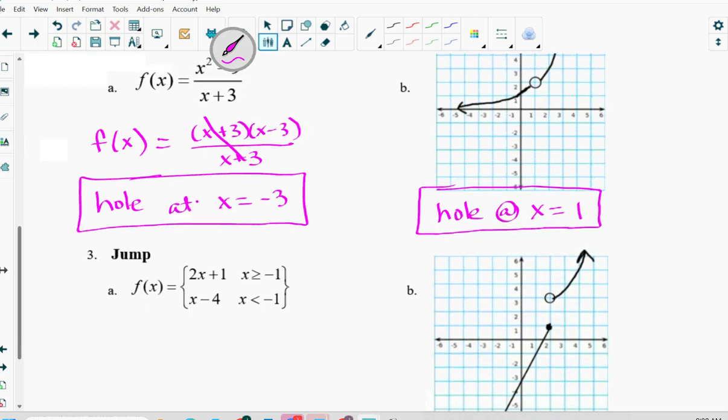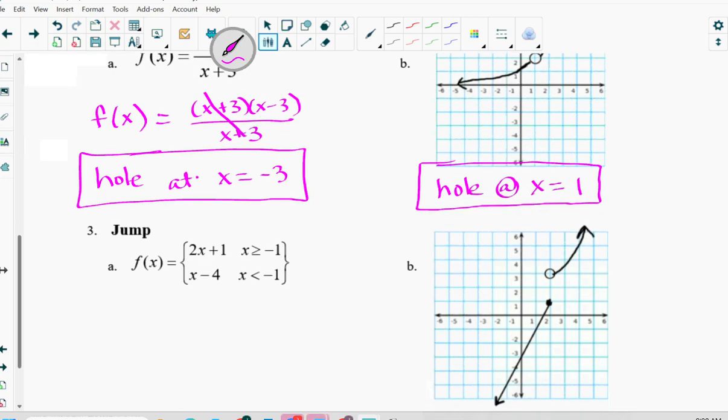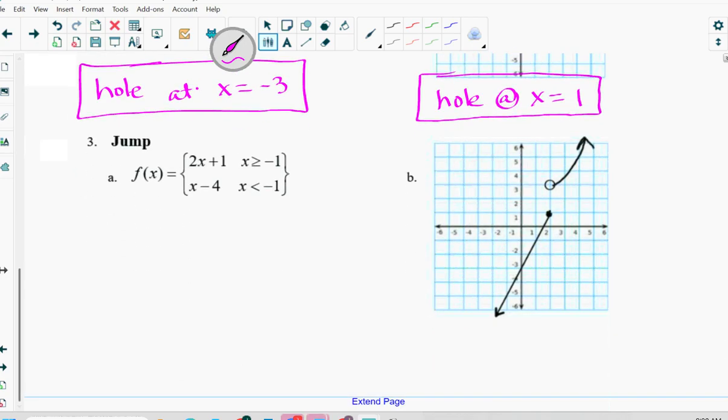The third type is a jump. And this always comes from a piecewise function. So let's do the graph one first. If I give you this graph, do you see how you'd have to lift up your pencil and jump yourself up to it, right? Okay, there's a big gap there. So this is a jump at x equals 2.